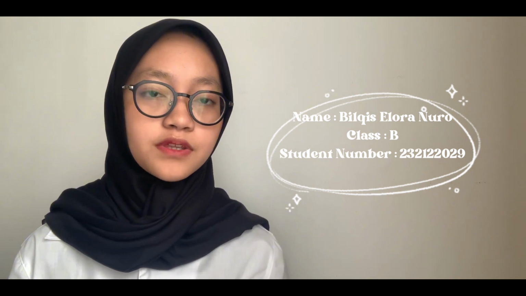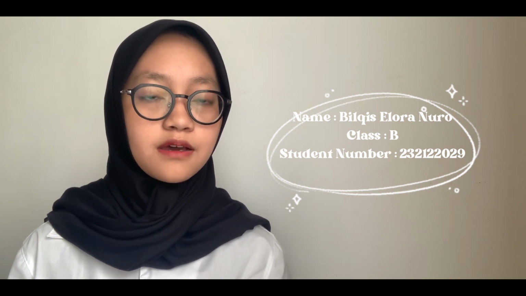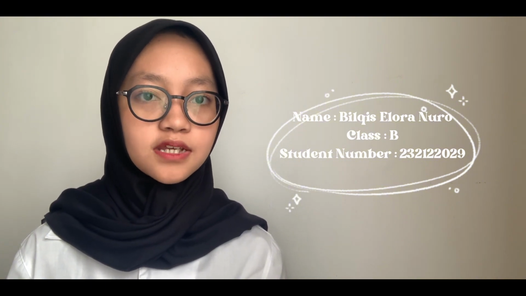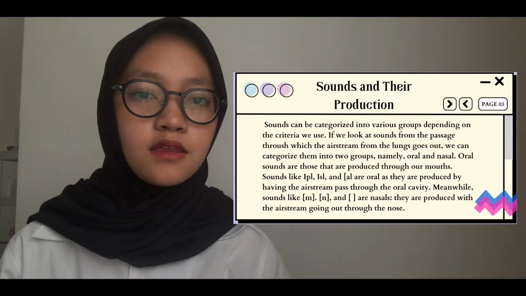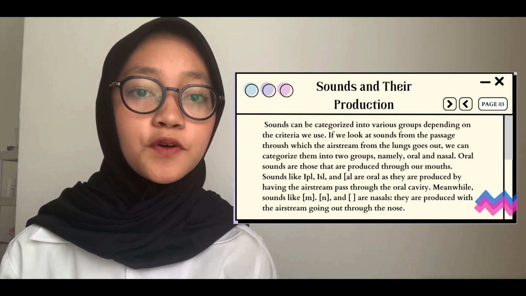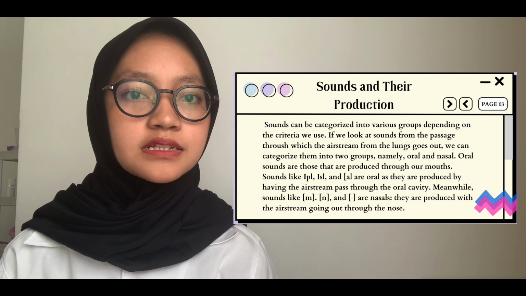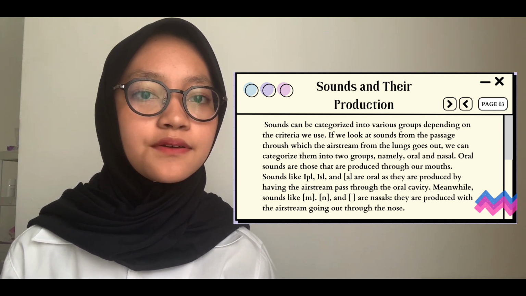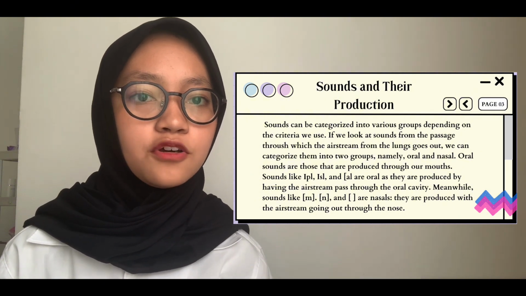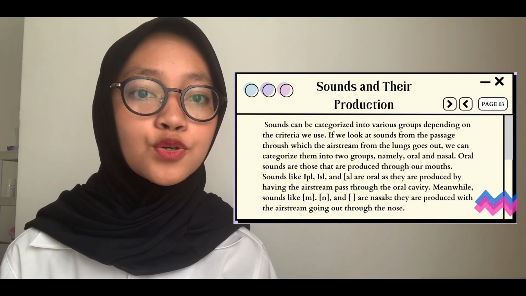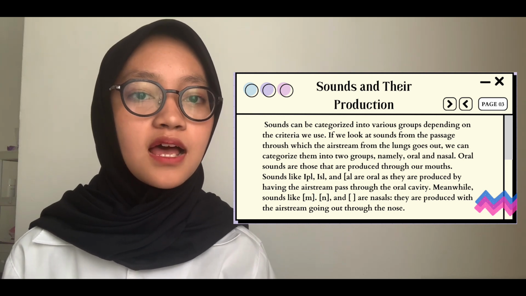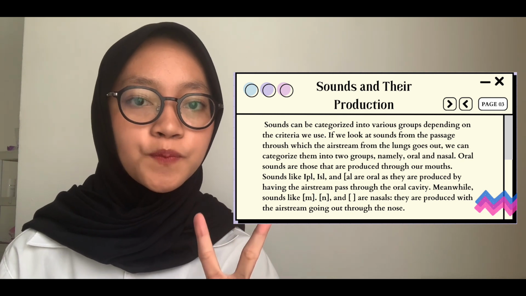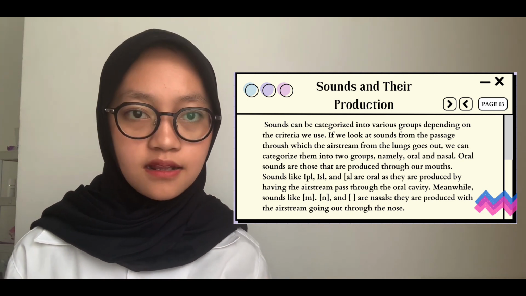This is my video about the midterm phonetics and phonology about the production of sounds. The first is sounds and their productions. Sounds can be categorized into various groups depending on the criteria we use. If we look at sounds from the passage through which the air stream from the lungs goes out, we can categorize them into two groups, namely oral and nasal.